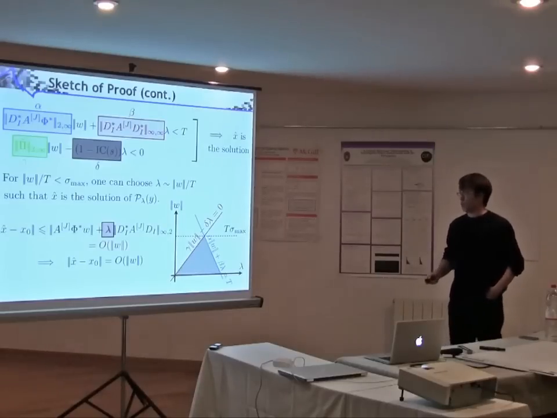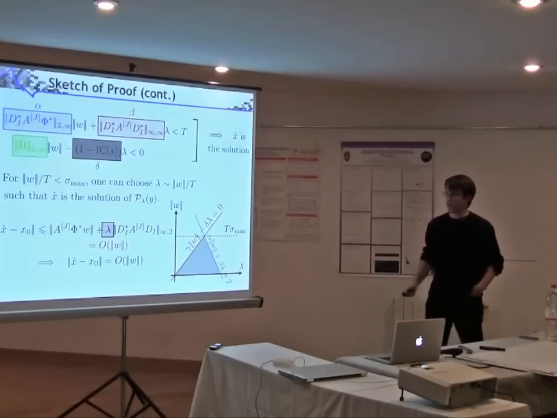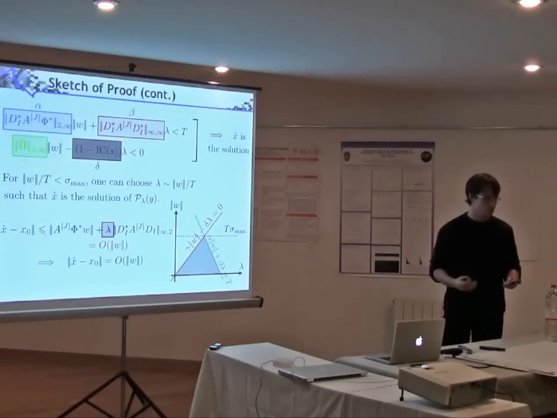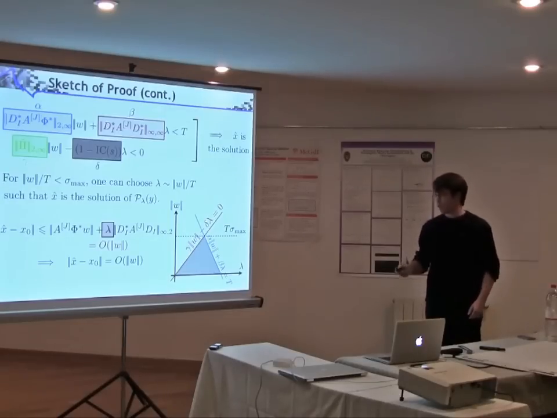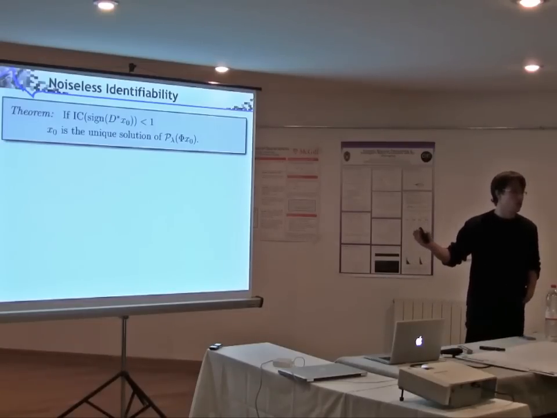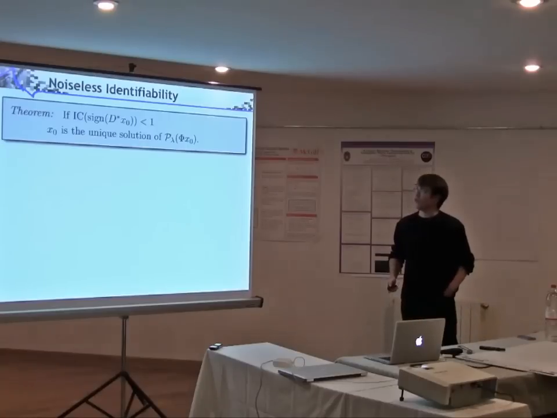And this implies, when the noise goes to zero, that you have a linear convergence of the error to zero with the noise. So, some kind of very simple but still interesting robustness when you have small noise. This is good because it also implies identifiability. When the noise goes to zero, using exactly the same proof, you will prove that x zero, the signal, is the unique solution of the noiseless optimization problem.